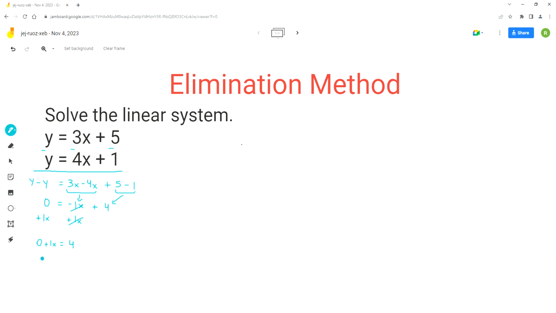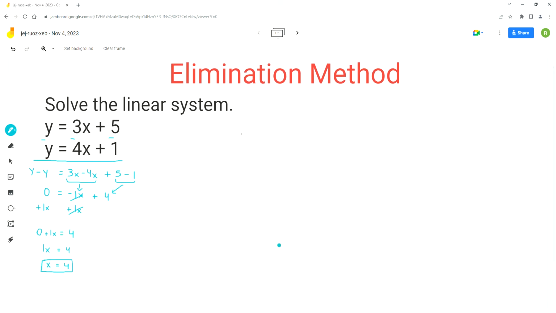Now we know 0 plus 1x will just be 1x. So 1x equals 4. Now 1 as a coefficient doesn't change anything, so the final answer here should be x equals 4. So this is the value of x.